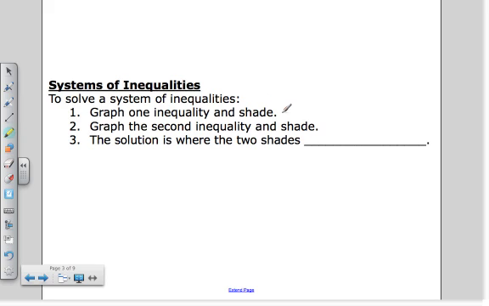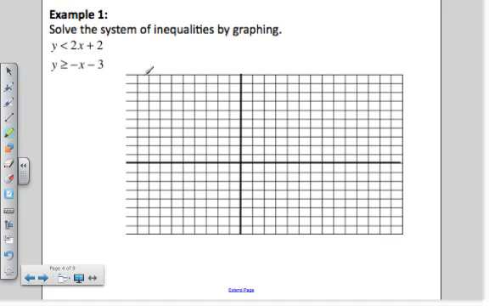First, graph one inequality and shade, which is what we were doing last class. Second, graph the second inequality and shade. The solution is where the two shades overlap. Okay? Alright, so here we go. Example 1. Solve the system of inequalities by graphing.